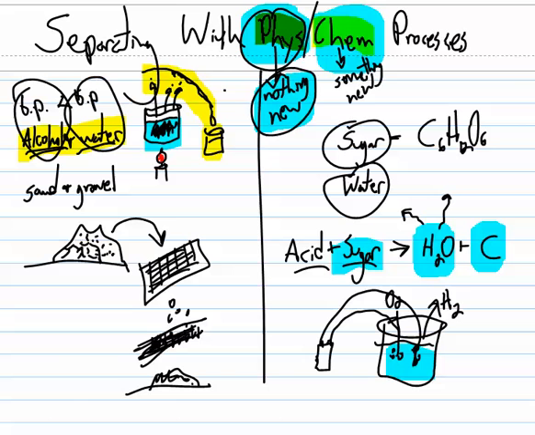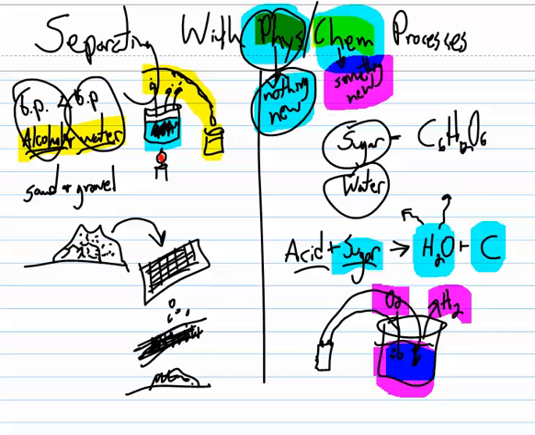But is this a physical or a chemical process? Well, it is a chemical process because we started off with just water in here, and then what we wound up with was oxygen and hydrogen. Those are both new substances. They both have a new formula. So that's how you can tell if you're using a physical or a chemical process to separate something.